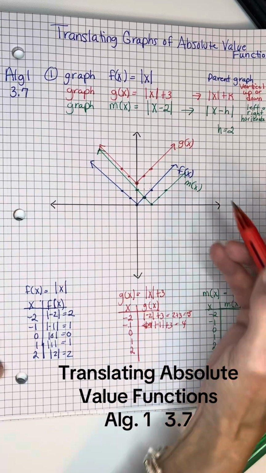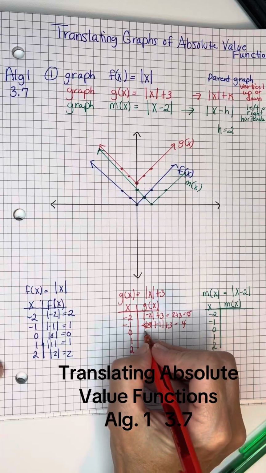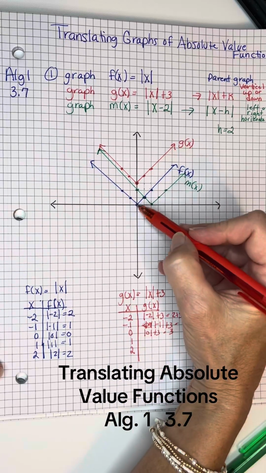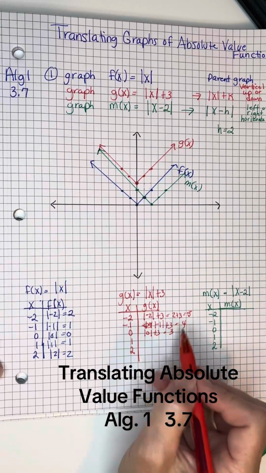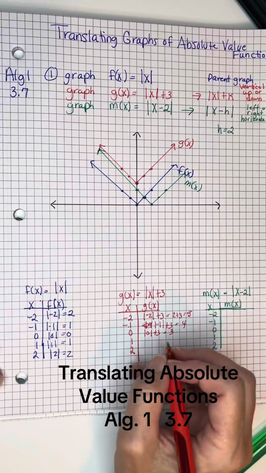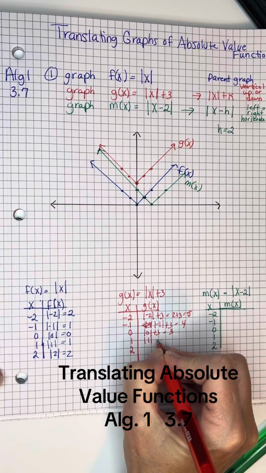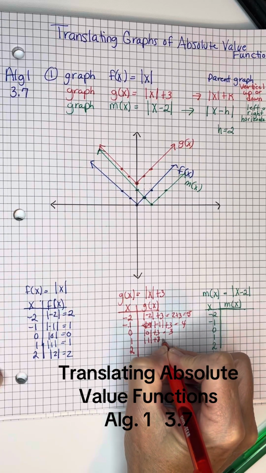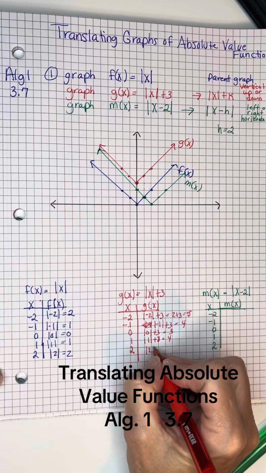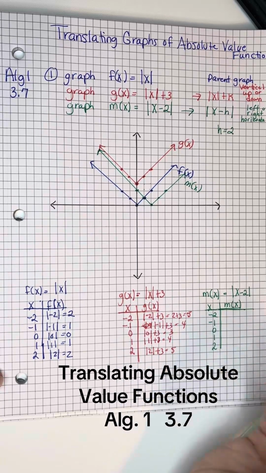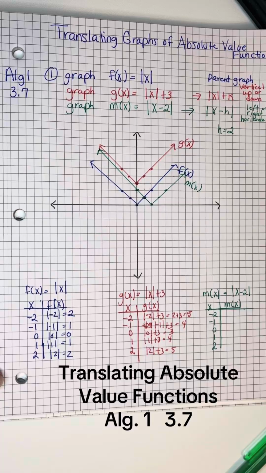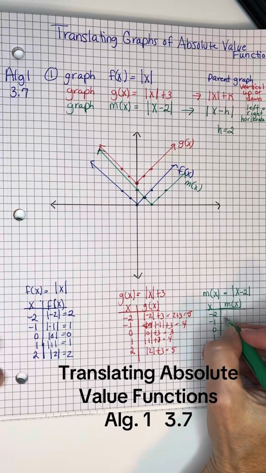Did I have one at (-1, 4)? Yes. And the absolute value of 0 plus 3 is 3. Did I have one at (0, 3)? I did. So you see how it does work. If you don't remember to go up, down, left, or right, the T-chart will make it really easy for you. The absolute value of 1 plus 3 is 4: (1, 4). There it is. And the absolute value of 2 plus 3 is 5. Do I have one at (2, 5)? Absolutely.